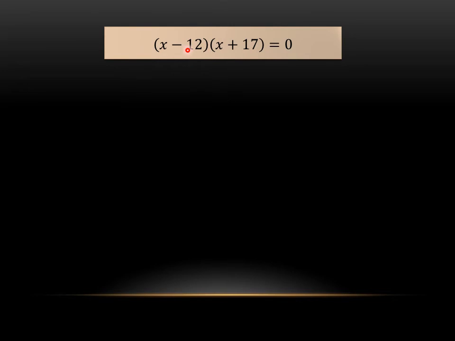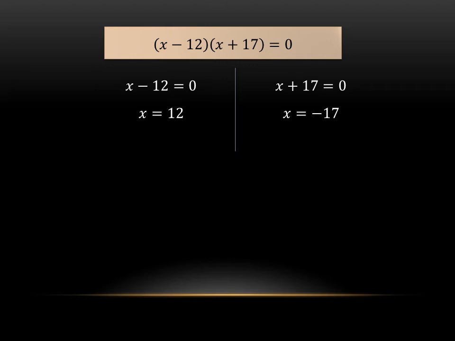This is the last step from the previous slide. x minus 12 into x plus 17 equals 0. We are going to break the two brackets and both will become equal to 0. So x minus 12 equals 0, the answer of x will be 12. And for the second, x plus 17 equals 0, so the answer of x is minus 17.